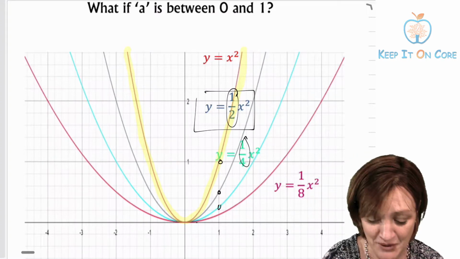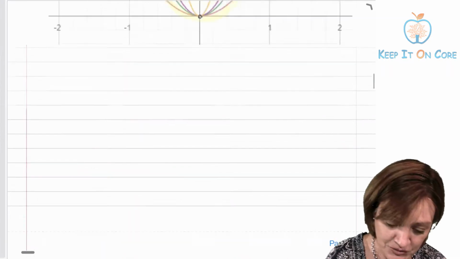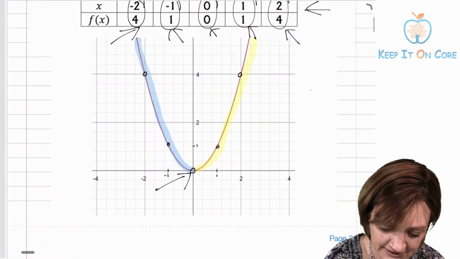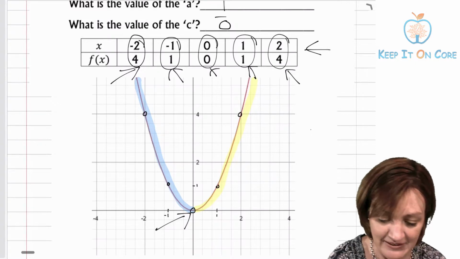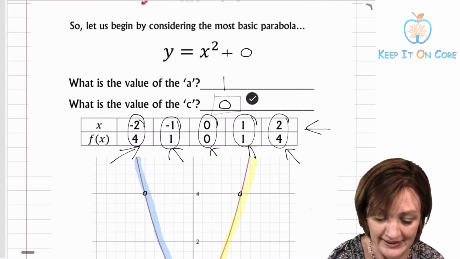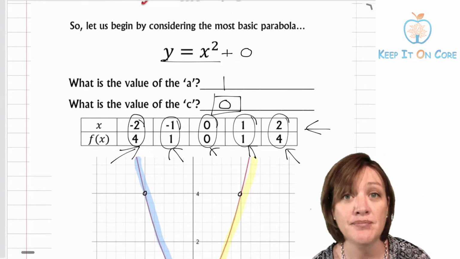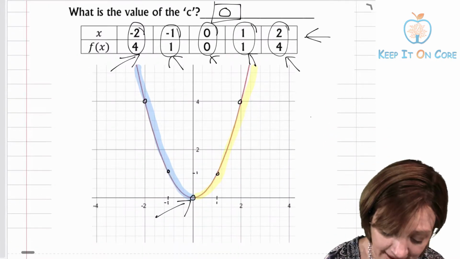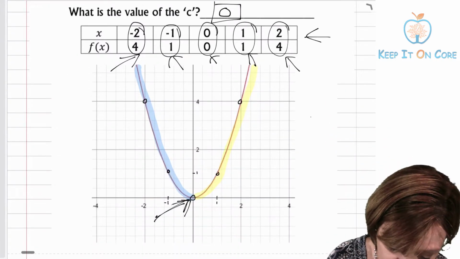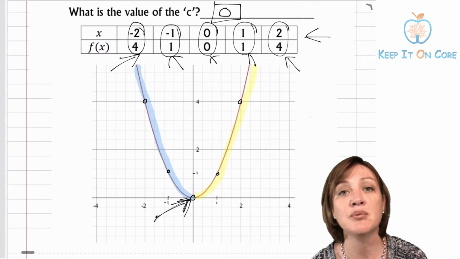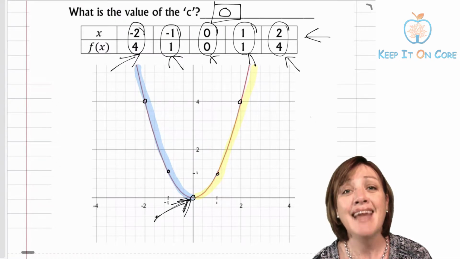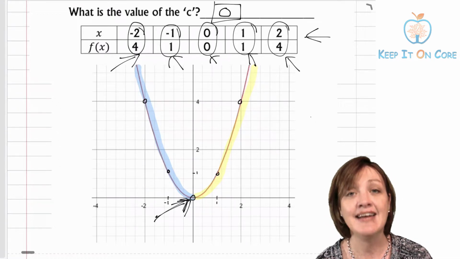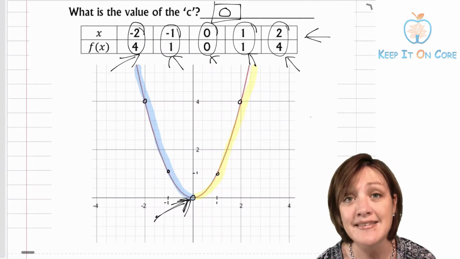Now let's discuss the c value. Let's just shoot right back to the original graph for a second over here. Remember we said that the c value in the equation of y equals x squared was 0. And when we plotted that, we established that the graph is crossing the y-axis at the point of 0. Now that c value is exactly that. It represents the y-intercept of your graph.